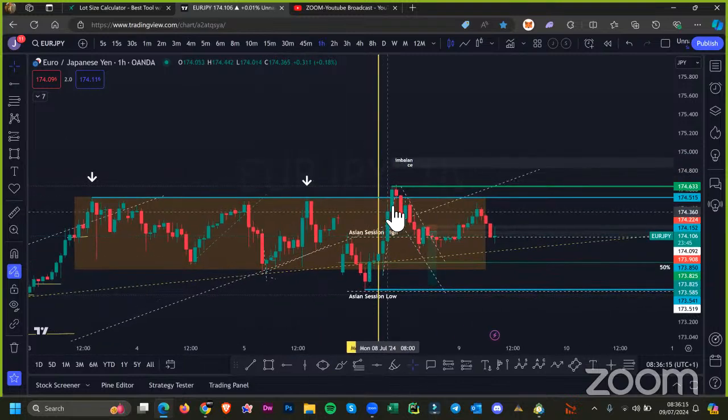Have a look. This is a sweep of that liquidity. That's the market pushing up here and taking that liquidity. Okay, so look out for this. And look out for where the market's going to break afterwards.